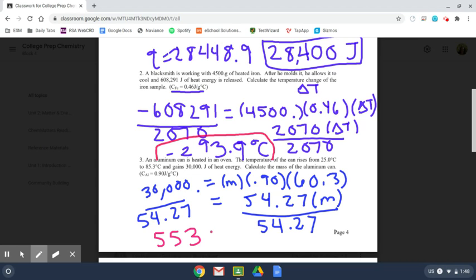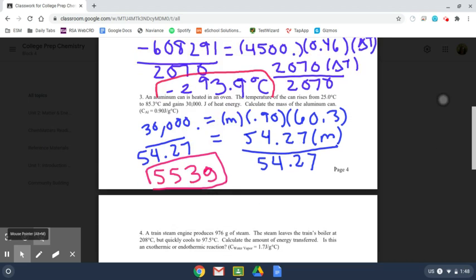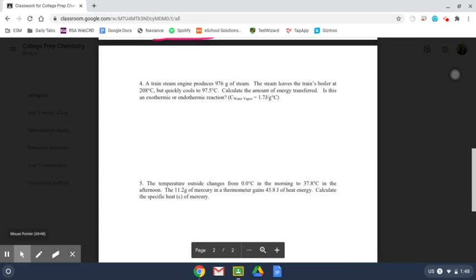And that's mass, so it's grams. The calculator told me, oh, that's a G, goodness gracious. The calculator told me 552.79, so that's why we're rounding it to 3 sig figs.